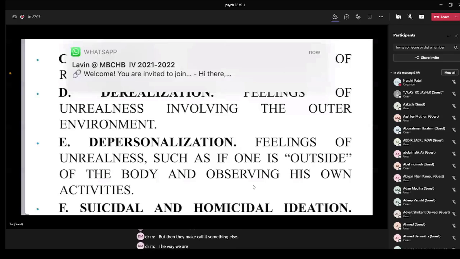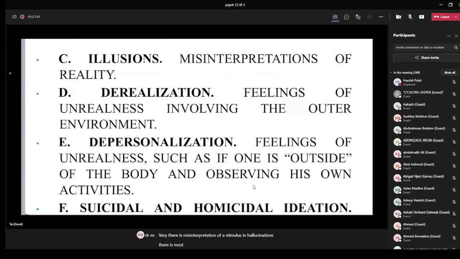There is some difference between illusions and hallucinations. In illusions, there is misinterpretation of a stimuli. In hallucinations, there is no stimuli, and yet the patient insists.